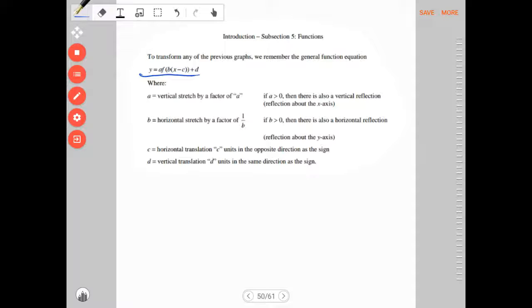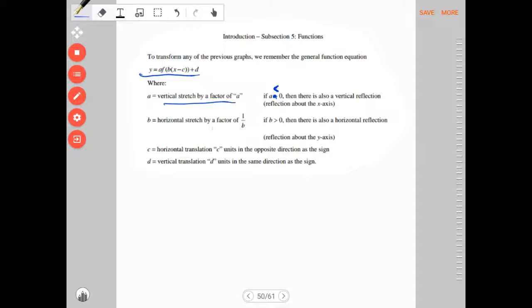Remember a is the vertical stretch by a factor of a. When a is less than 0, there is a vertical reflection, so remember that means it flips over the x-axis.